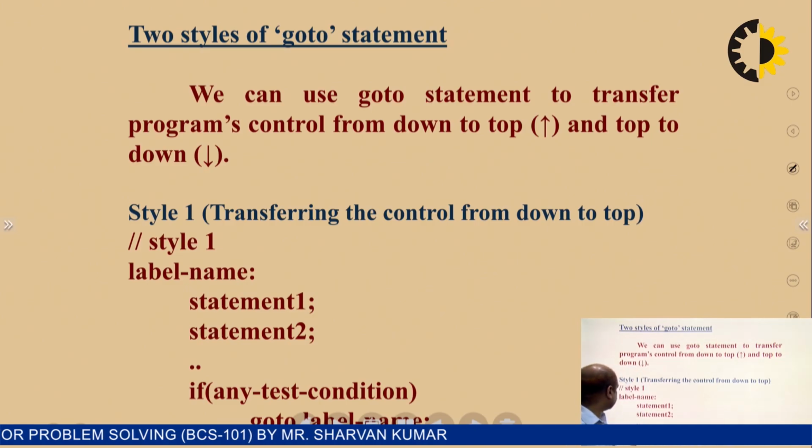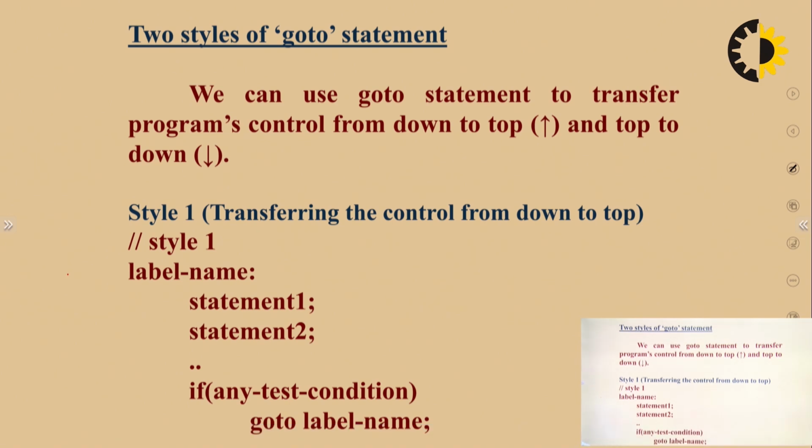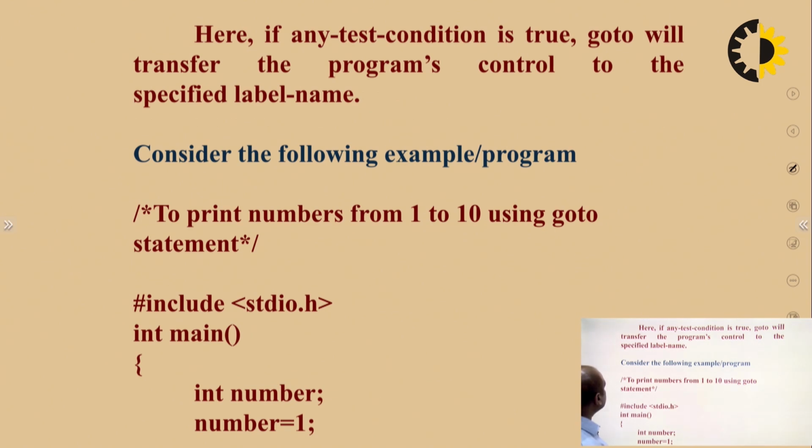Here, style 1: the most important thing is the label name. In style 1, we write the label name, statement 1, statement 2, if any, and goto, which is a single keyword. So goto label name will move the control. Once control reaches here, it automatically checks for the label name inside the program. If the label name is there, it will jump from this statement to there, that is, down to top. If any test condition is true, goto transfers program control to the specified label.